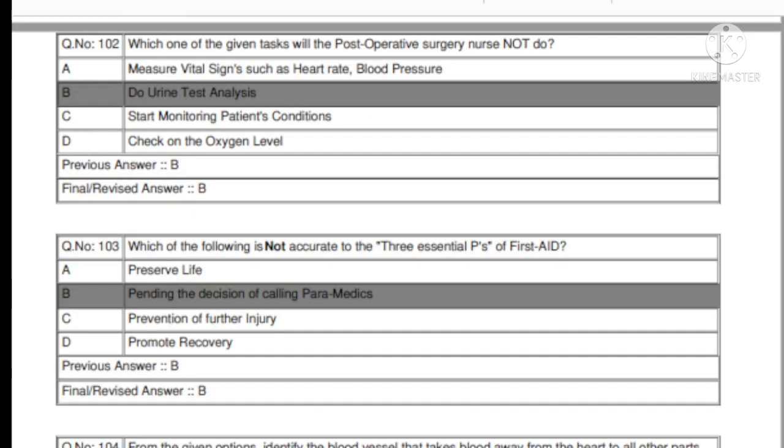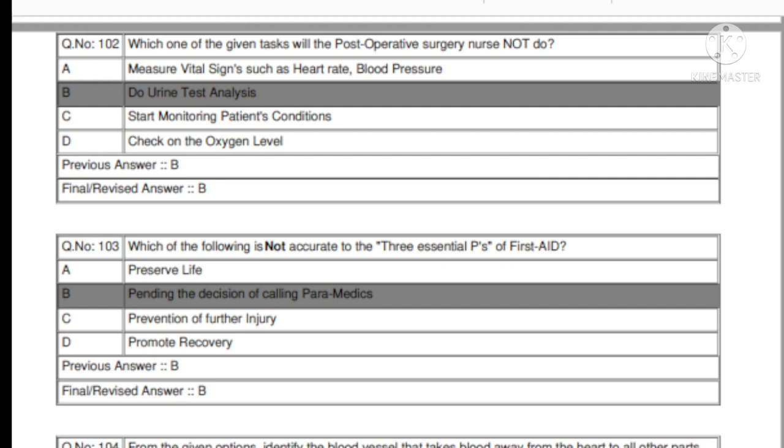Question number 102. Which one of the given tasks will the post-operative surgery nurse not do? A. Measure vital signs such as heart rate, blood pressure. B. Do urine test analysis. C. Start monitoring patient's condition. D. Check on the oxygen level.